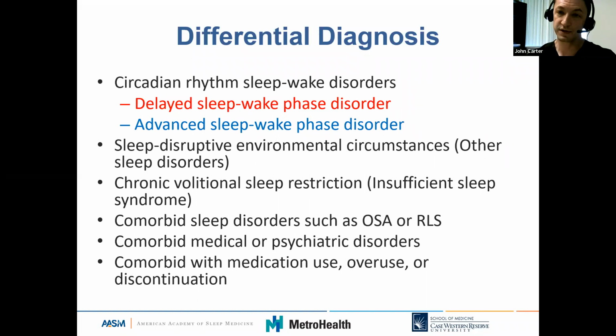Certainly, we want to make sure that we're differentiating circadian disorders, particularly delayed and advanced sleep-wake phase disorders. We want to do a good history drilling into what the sleep environment is like. I can certainly share, in my own experience, and this has a lot to do with the population that we see over here at Metro Health.